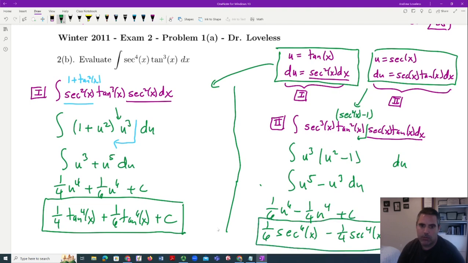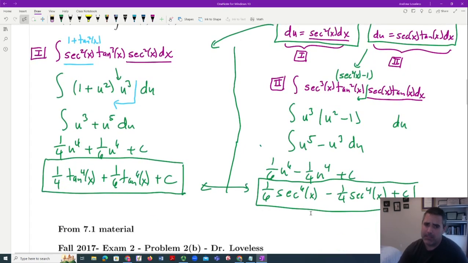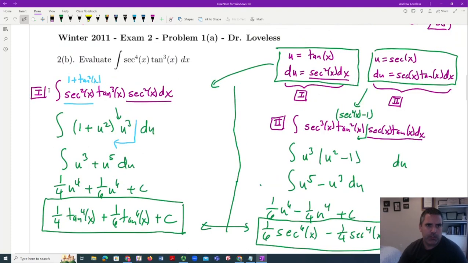You say, well, those answers don't look the same. If you were to graph those two functions without the c, they're either going to be the same or they're going to be horizontally shifted, but they have the same slopes everywhere. Let's look, though, to make sure I didn't do something silly.